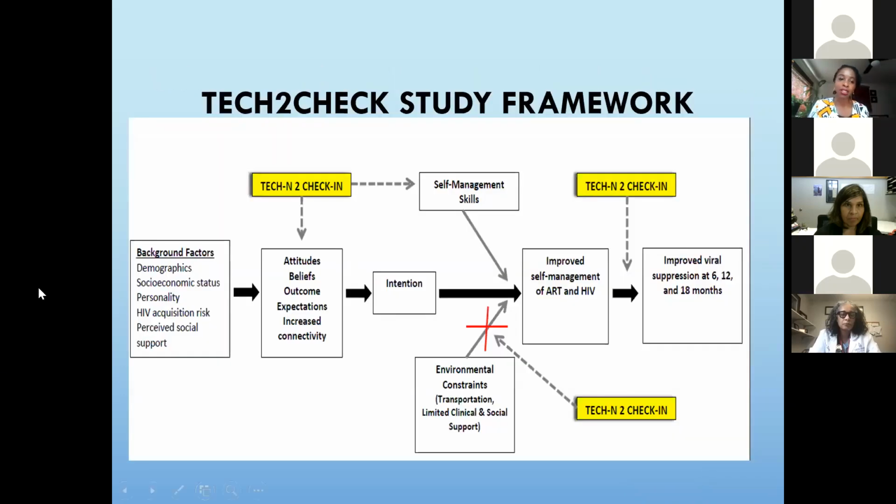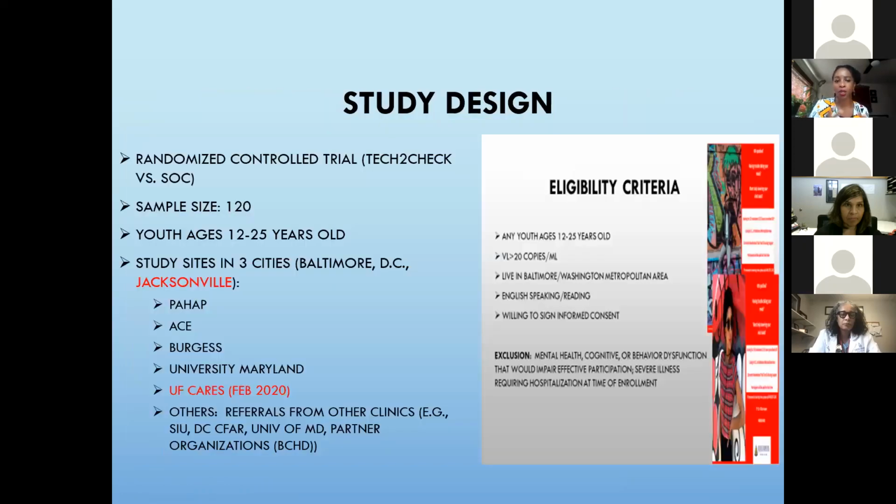So this is our framework, essentially thinking about how Tech to Check can impact improving our youth's attitudes and their beliefs about how they can live with HIV and how they can be successful, give them more self-management skills, improve their self-management of their ART, and then reduce environmental constraints, with the goal of improving viral suppression at 6 to 12 months and 18 months. It is a randomized study, sample size 120, youth 12 to 25 in 3 cities, Baltimore, DC, and Jacksonville, which all fall in the government's Ending the HIV Epidemic initiative. And the goal is to have these youth, again, be randomized to improve their outcomes.